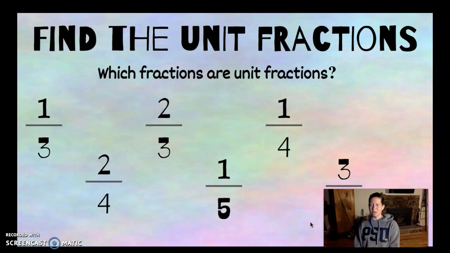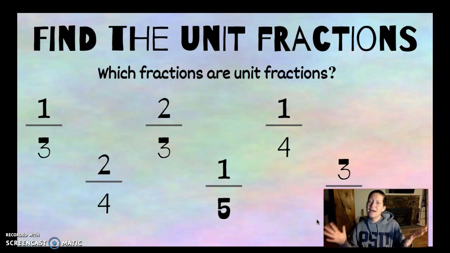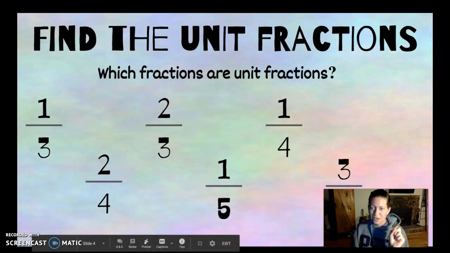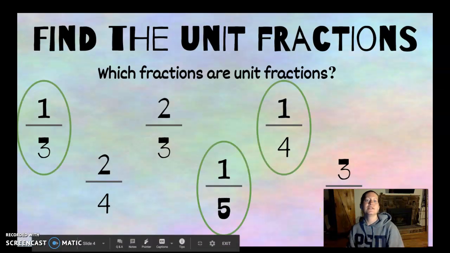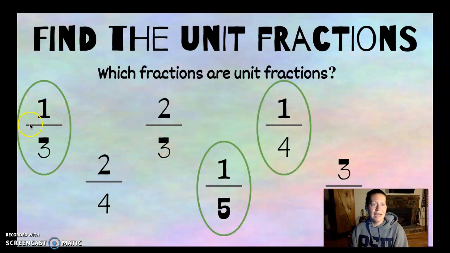All right, so hopefully you paused the video and looked at that a little bit on your own. Let's see. The unit fractions are the ones that have 1 in the numerator. Doesn't matter what they have in the denominator, that just means how many pieces is my whole cut into. When a unit fraction has 1 in the numerator, these are the ones that we have just on this list, okay?